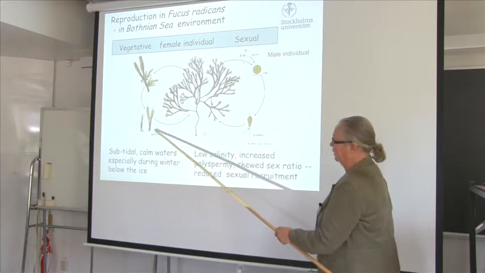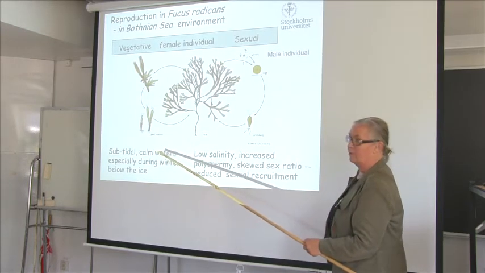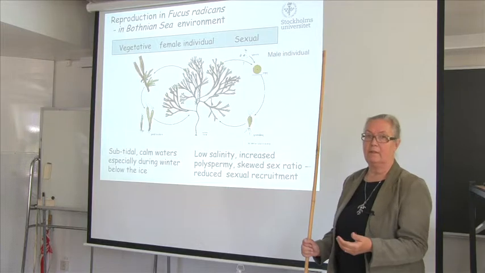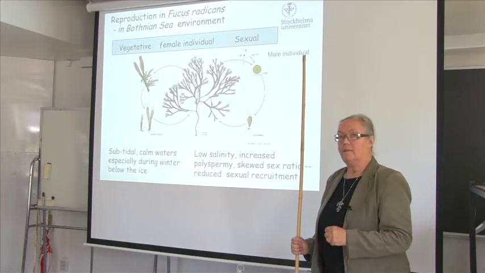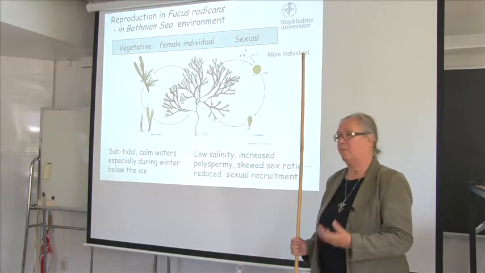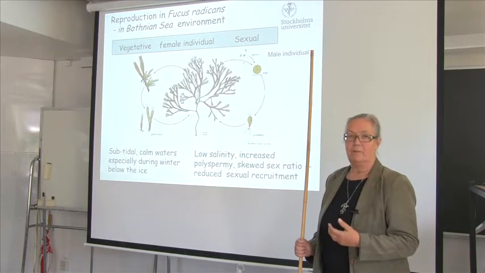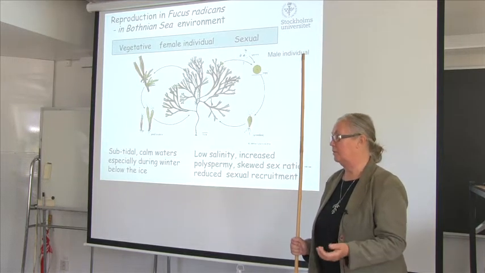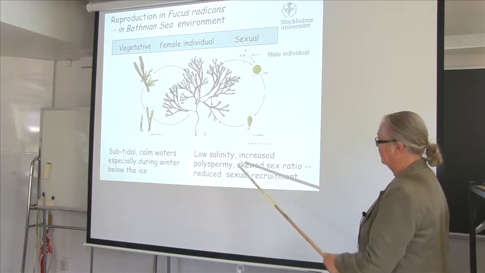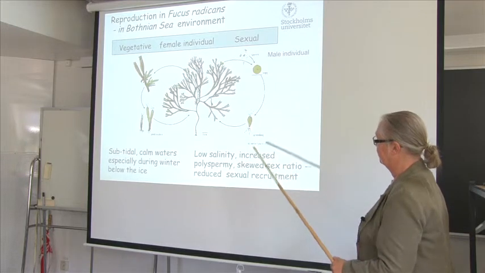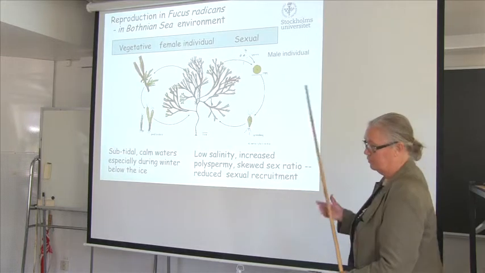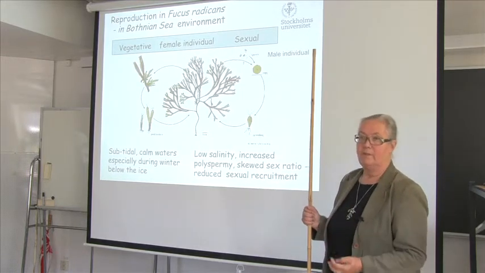And this attribute of having fragments attached needs really to have calm conditions for a long time. And that will occur during winter time up in the Bothnian Sea, where the ice is covering the area for many months, and it's totally calm. So that would not be any useful way of dispersal for an intertidal macroalgae. And the low salinity will increase polyspermia, that you get several sperms entering the same egg. And you have this skewed sex ratio, which also reduces the amount of possible sexual reproduction.